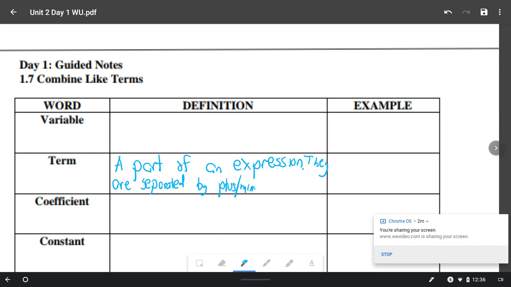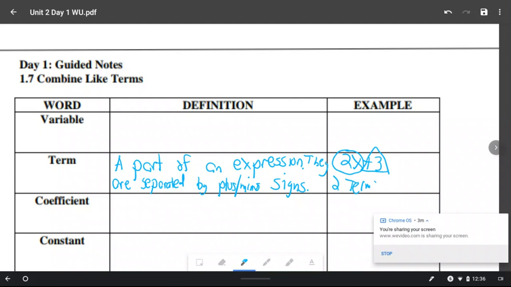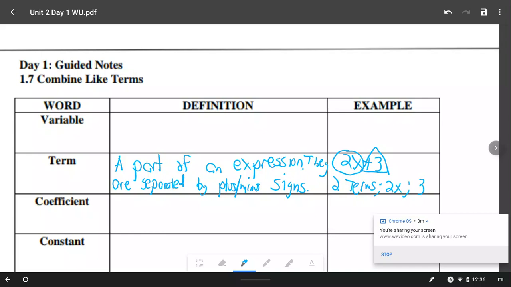And if I'm going too fast, the great thing is these are recorded, so all you have to do is press pause or press rewind. So we have this expression over here, 2x plus 3. That has two terms in it. The first term is this 2x. The second term is a plus 3. So there's two terms, and one is a positive 2x, and the other one's a positive 3. So that's what a term is. It's just pieces of expressions.